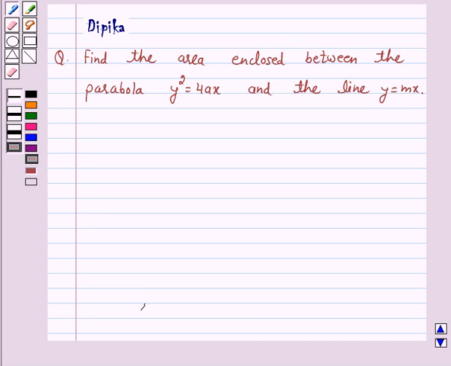I am Deepika here. Let's discuss a question which says: find the area enclosed between the parabola y square is equal to 4ax and the line y is equal to mx.